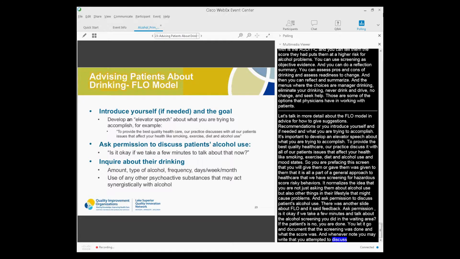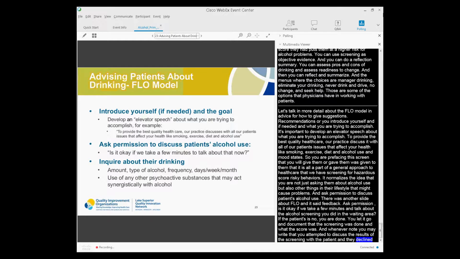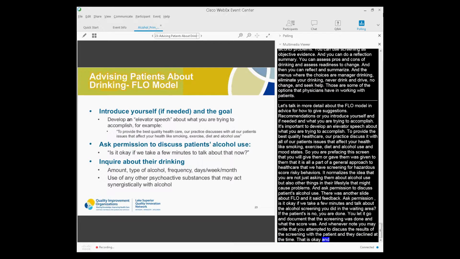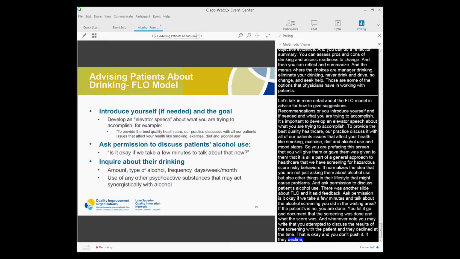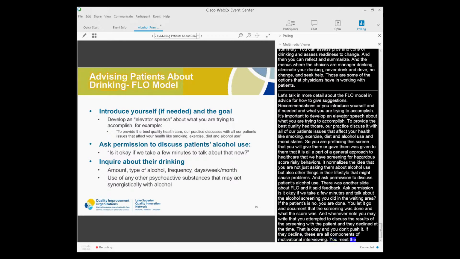You don't push that. If they decline, that's one of the tenets of motivational interviewing, and these are all components of motivational interviewing. You meet the patient where they're at and let it go for that period of time. It's okay if they say no. So why might they decline to talk to you?